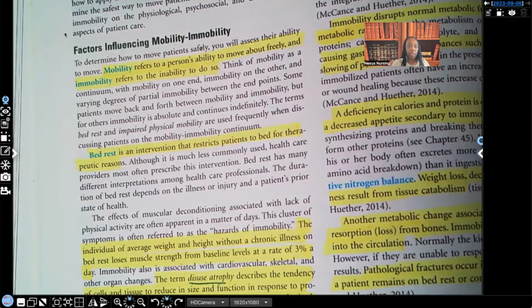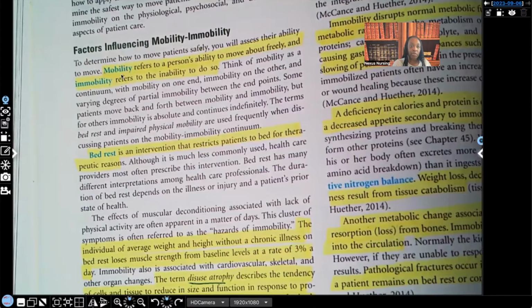And the first thing we're going to take a look at is this term mobility. So mobility refers to a person's ability to move about freely, and immobility is the opposite. It's the inability to move about freely. And so this video is all about the complications of not being able to move about freely, okay?